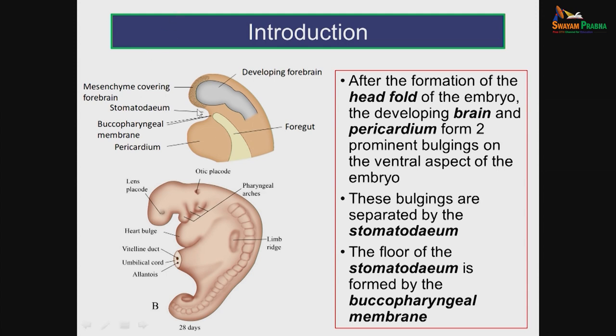So, after the formation of the head fold of the embryo, the developing brain and the pericardium form two prominent bulgings in the ventral aspect of the embryo. So, these are separated by the stomatodium, which is the future mouth. You can see from this picture that the floor of the stomatodium is formed by the buccopharyngeal membrane. This is the buccopharyngeal membrane. And when this breaks down, the foregut will be open to the exterior.